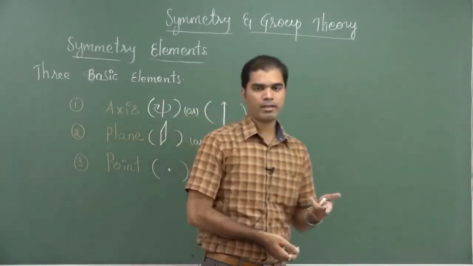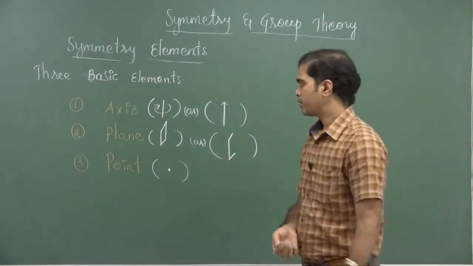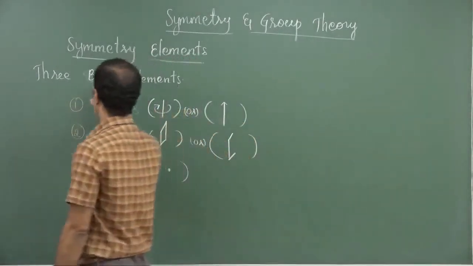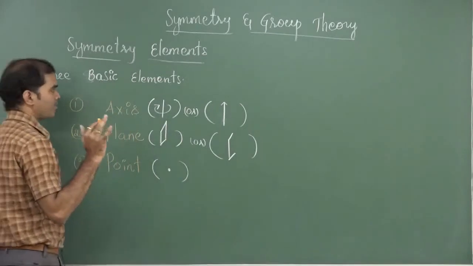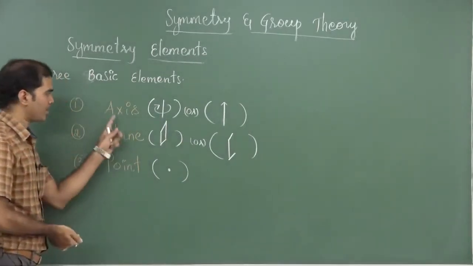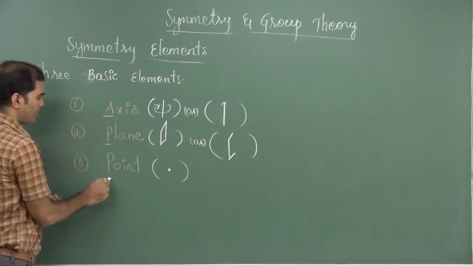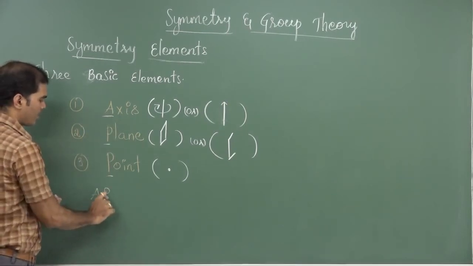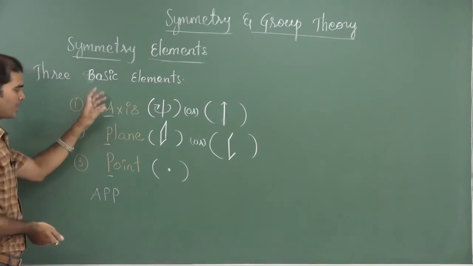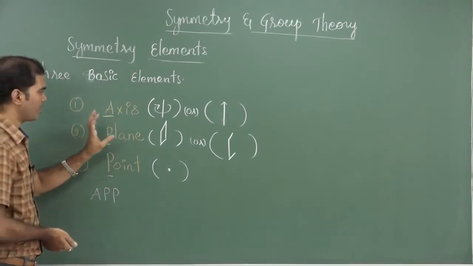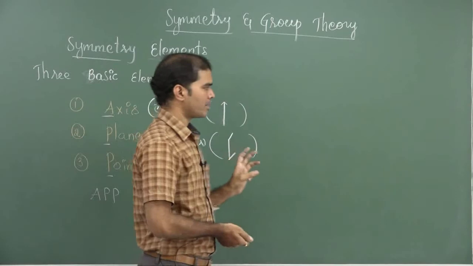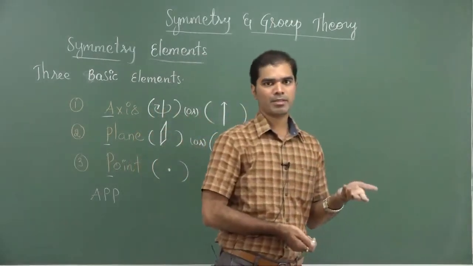Axis, plane, and a point. So for your easy remembrance, just as your smartphones have many apps, our symmetry also has this app. You can just try to remember it that way. What is the app for this symmetry? It is axis, plane, and a point. With these three symmetry elements, you can generate some other symmetry elements also.